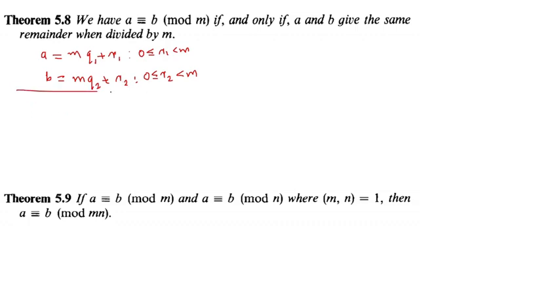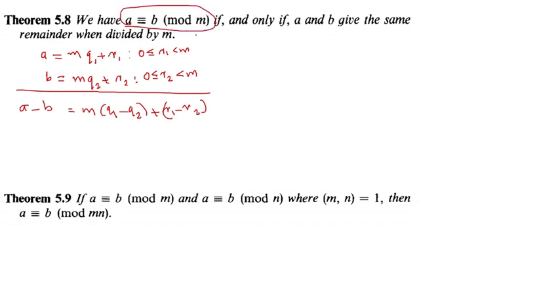We subtract these two equations, that is A minus B is equal to M times Q1 minus Q2, plus R1 minus R2. Given that A is congruent to B mod M, that is M divides A minus B. That means M divides the left hand side of this equation, and M also divides M times Q1 minus Q2. Therefore, M must divide R1 minus R2. That means M divides A minus B minus M times Q1 minus Q2, which is nothing but R1 minus R2. That implies M is less than or equal to the absolute value of R1 minus R2.